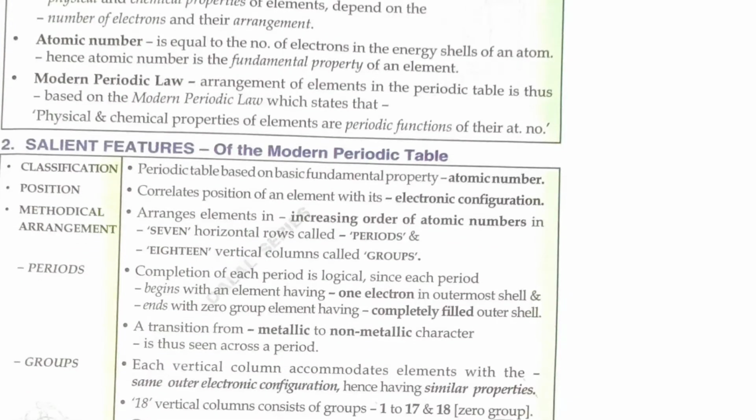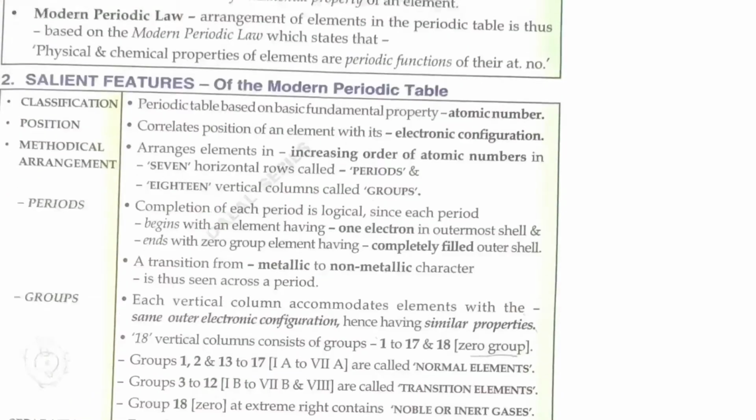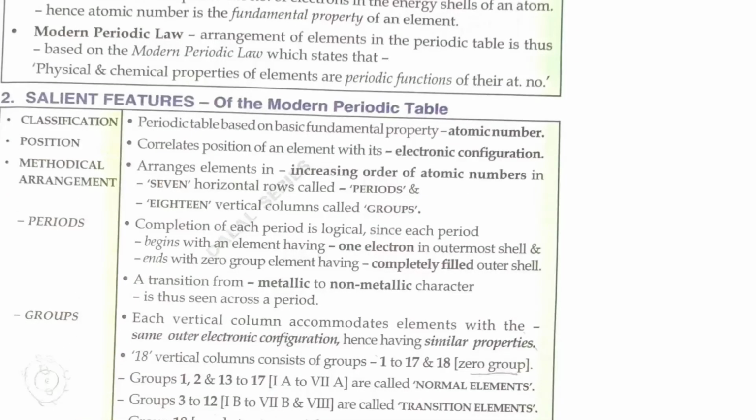Modern periodic law. So this is the statement: physical and chemical properties of elements are a periodic function of their atomic number. So this is the modern periodic law statement. It could come in the exam. So if the modern periodic law is asked, then you have to write this down.